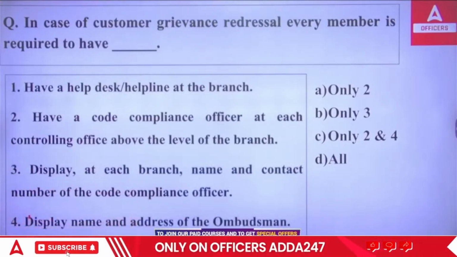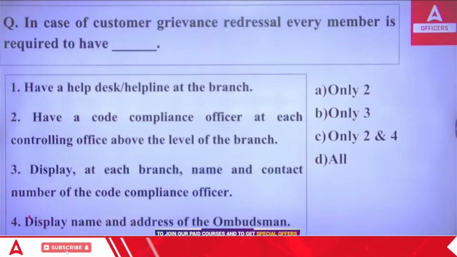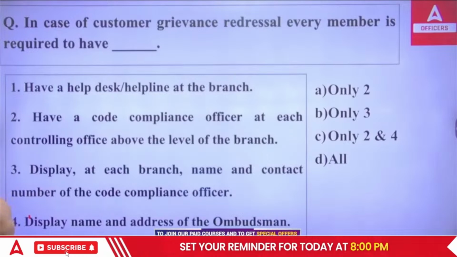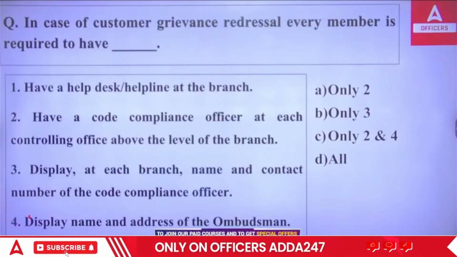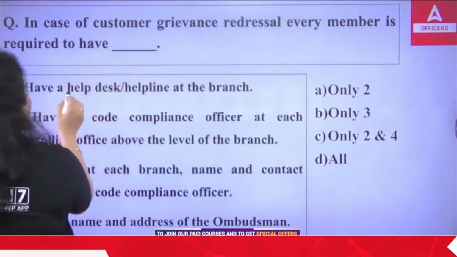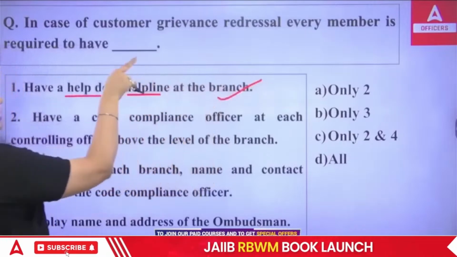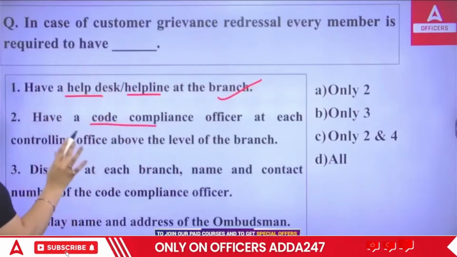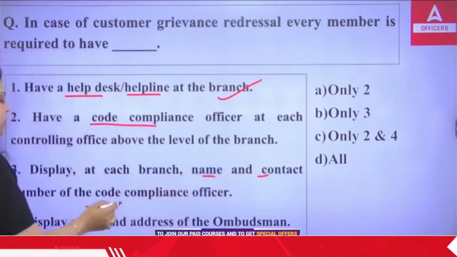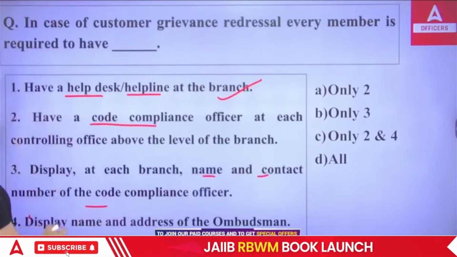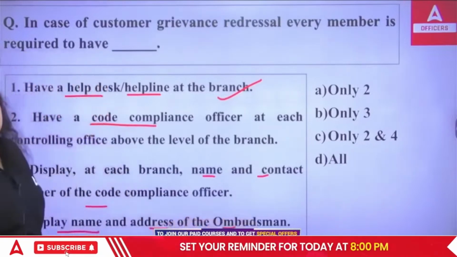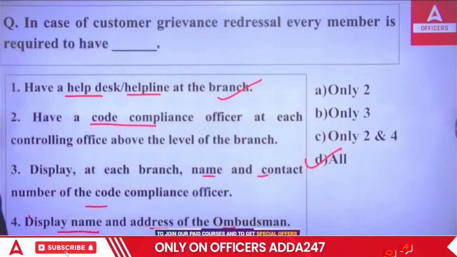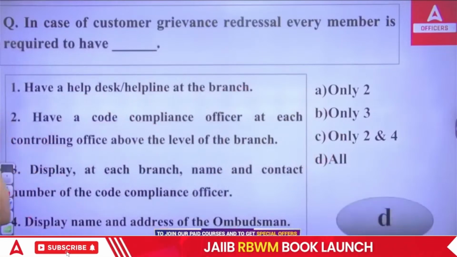So which of the following is correct? A, B, C or D? Which of the following is correct? So it's obviously every member has to have a help desk and helpline number at the branch. Every member has to have a code compliance officer at each controlling office that is above the branch level. Every member has to display at each branch the name and contact number of the code compliance officer. Every member has to display the name and address of the ombudsman in their branch. The right answer is all. All of these have to be there with the members when they are providing grievance redressal to the customer. Okay, so the right answer is D.